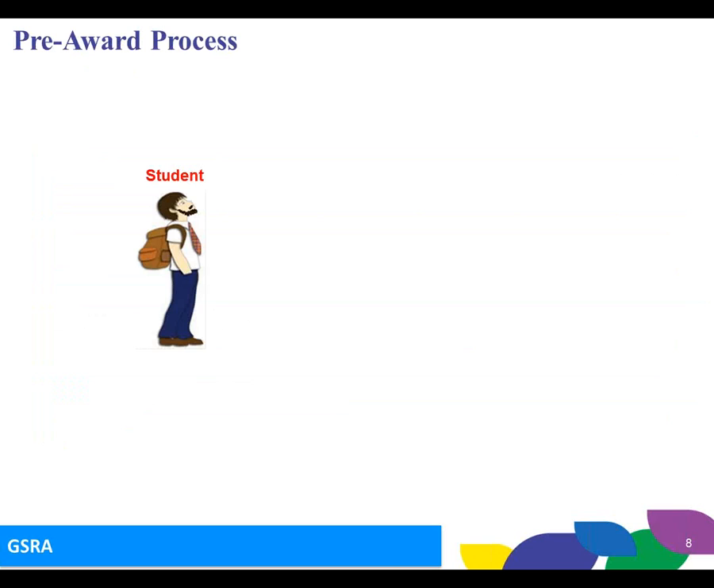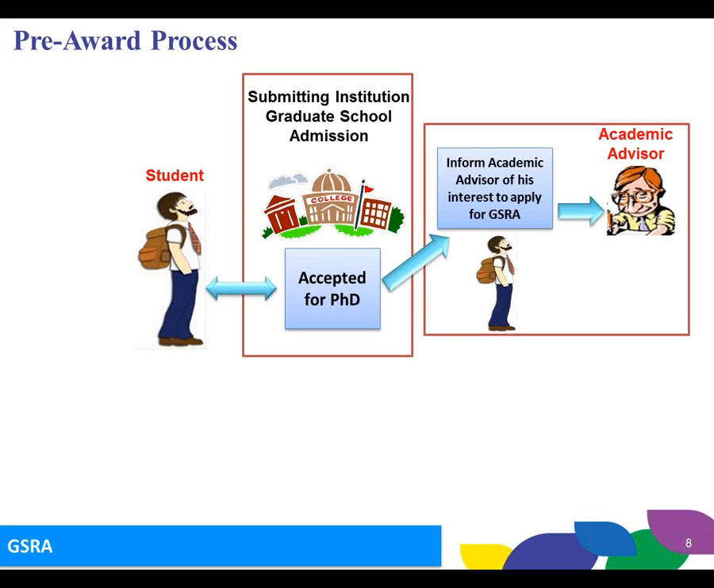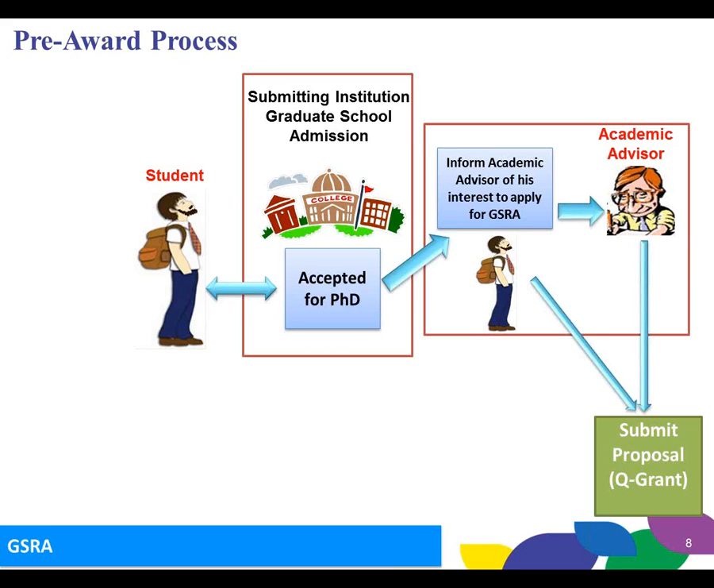Now, to walk you through the pre-award process in more detail, it all starts with the student. The student will first apply to the submitting institution. The graduate school admission will decide based on their eligibility criteria whether the student is acceptable. And once he or she has been accepted for a PhD, then the process begins. The student, of course, will express an interest to receive any funding, and once the advisor and the student interact and they decide to apply for GSRA, the process starts in our system. So the student and the advisor will actually do this process together.